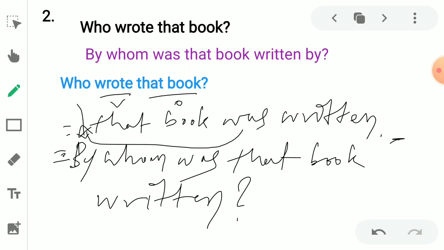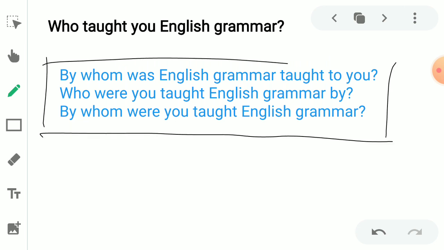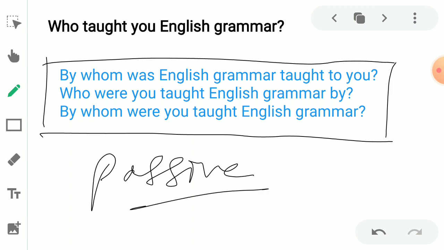Okay. Yes. Who taught you English grammar? There are three answers for this in passive voice.